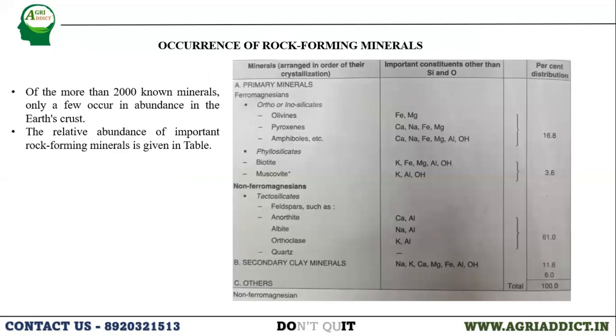These are some of the rock forming minerals. Non-ferromagnesian minerals, that means those which do not have iron or magnesium in them, constitute a major portion of the earth crust. Ferromagnesian minerals are also important. You have to remember these percent distributions. Must and should, you need to remember these percent distributions.